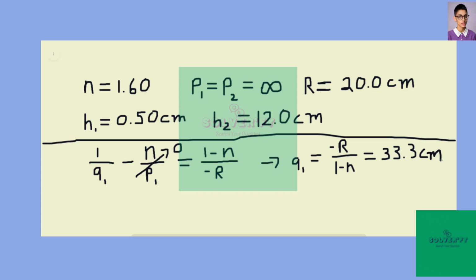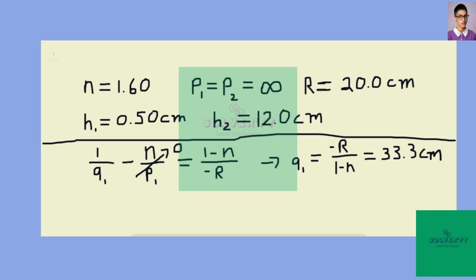Now, if we find Q2, we will be able to figure out the difference between Q1 and Q2. This will allow us to figure out that delta x value.